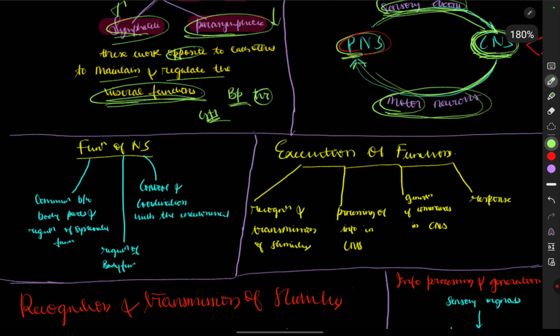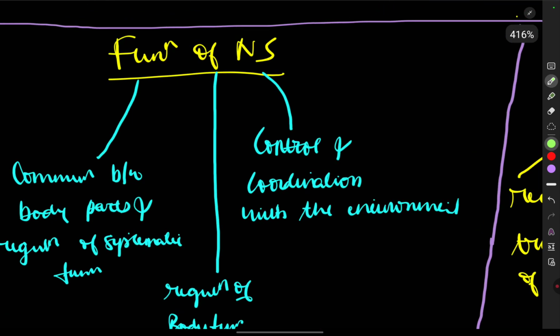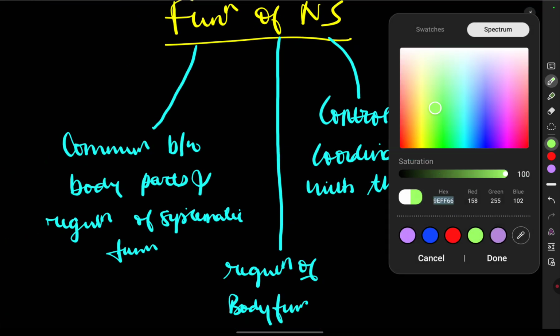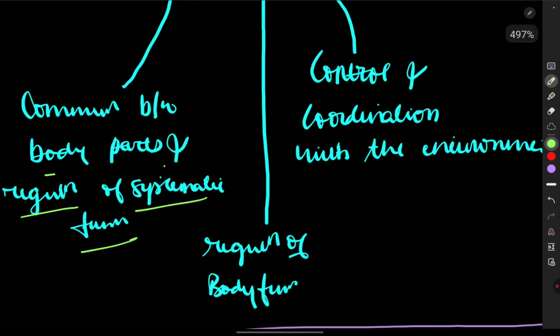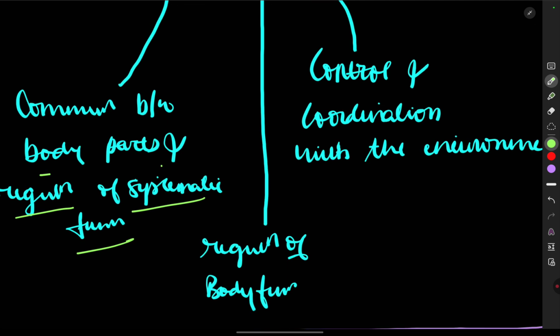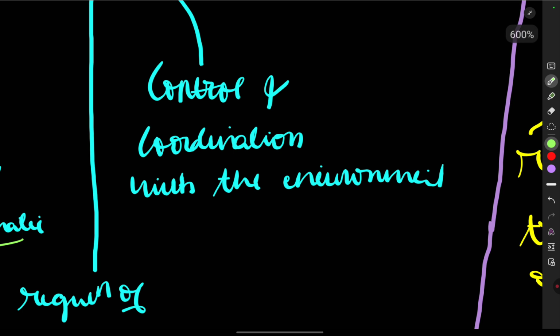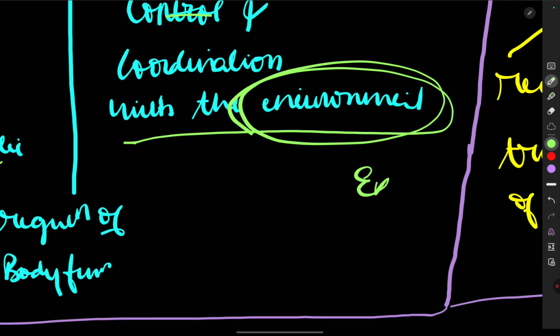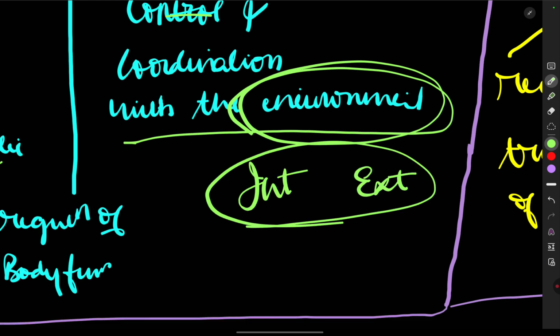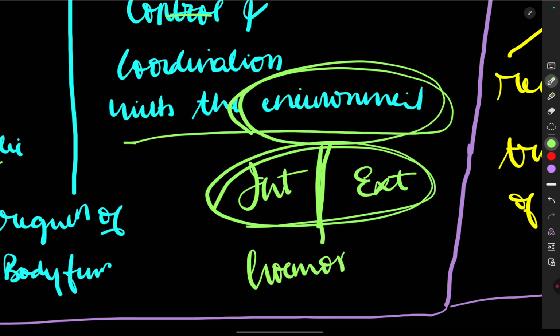So we are done with the CNS, ANS, PNS, the brain functions, its divisions, its subdivisions, then the spinal cord. Now we are going to see the functions of the nervous system: coordination between body parts and regulation of systemic functions. It maintains and regulates proper body functioning, the organs, the muscles, the skin, etc., and it has control and coordination with the environment. According to the external environment, the internal environment also changes, to maintain it. This is called homeostasis, which we have already seen.